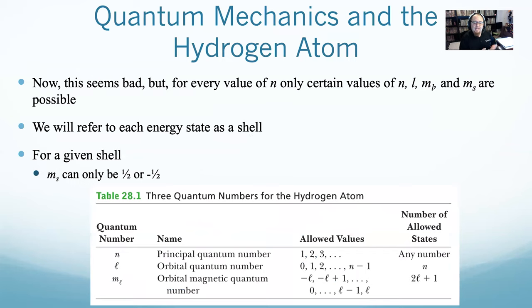N can be any positive integer, just like in the Bohr model. N equals 1 is the ground state for hydrogen, but then you have N equals 2, 3, 4, 5, 6, 7, and so on.